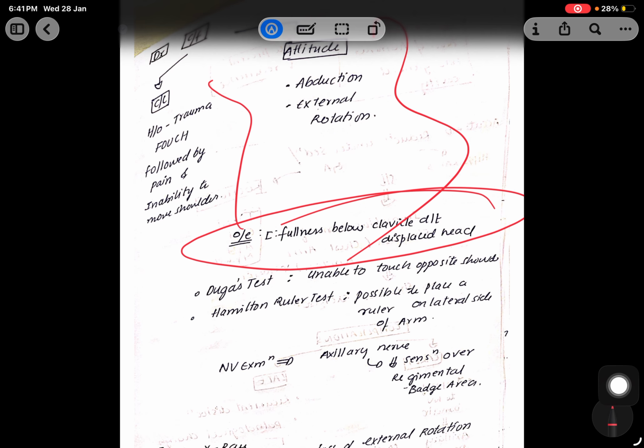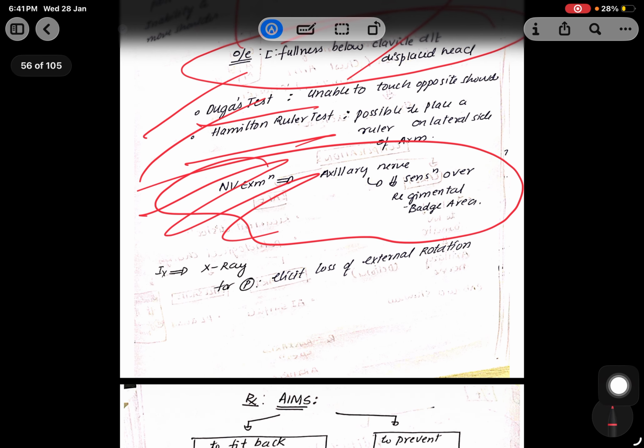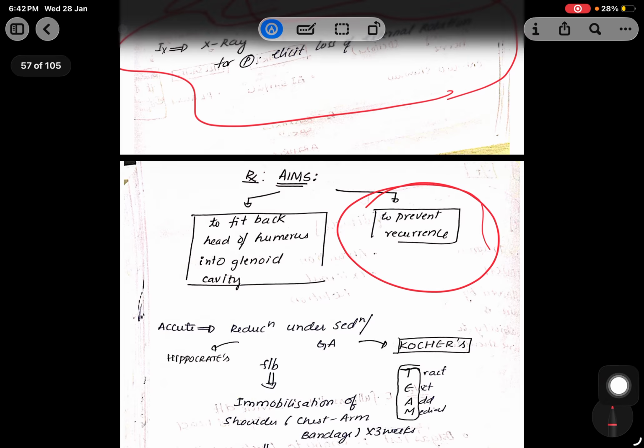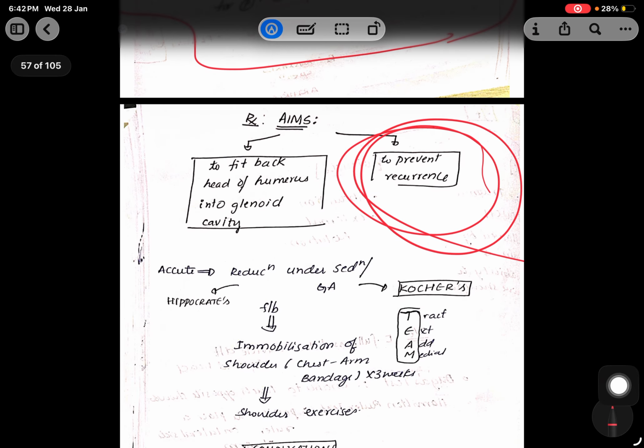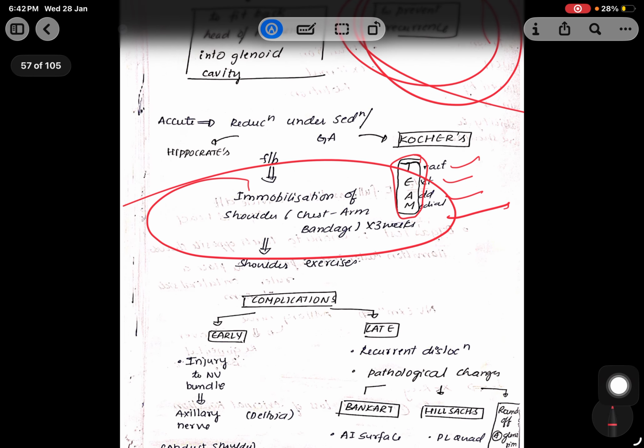Again, these are the tests. Make sure you write all the names of the tests and mention the neurovascular examination: Dugas test, Hamilton ruler test. I'm sure you would have discussed these extensively in your clinics. Obviously, the major aim is to prevent recurrence. Then to provide reduction, you go with traction, external rotation, adduction and medial rotation, followed by immobilization with a chest to arm bandage for 3 weeks, followed by exercises also.